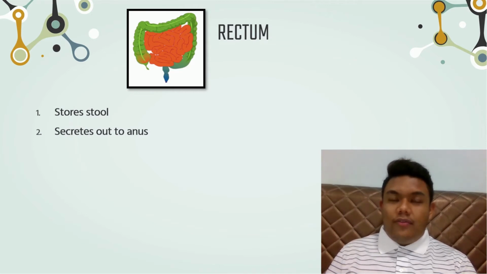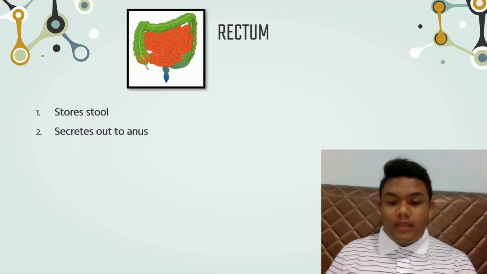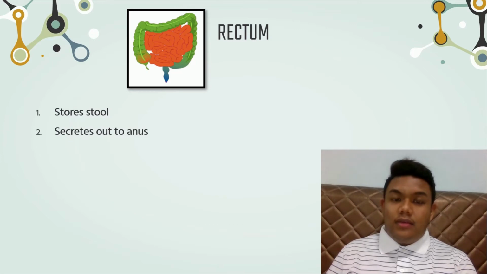So we have come to the last part of our GI tract, which is the rectum. Basically, it is the lowest end of our large intestine, and that is what we call the rectum. The rectum's function is to store stool until it pushes the stool out of our anus during a bowel movement. So basically, the rectum stores the stool, from the food that we eat, and it will be secreted out through our anus by the end of the process.